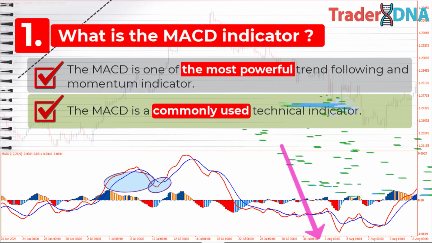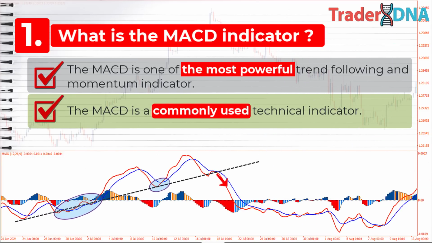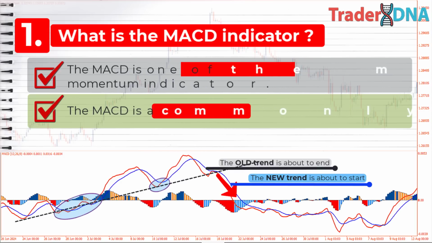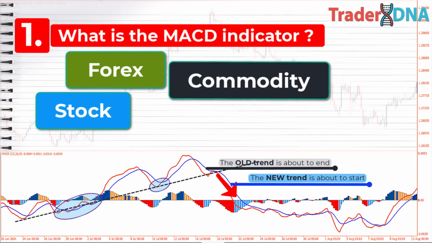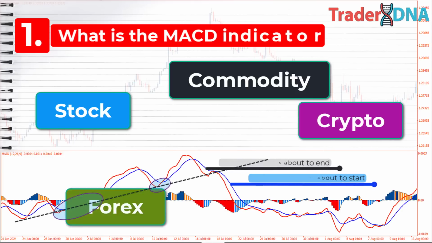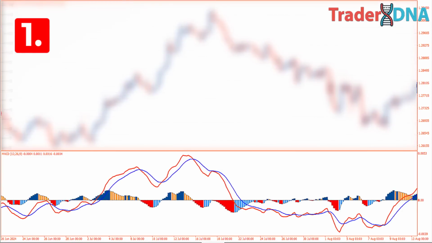Put them together, and you have the perfect combination for a trendline breakout trading strategy. The MACD can provide an earlier indication that an old trend is about to end and a new trend is about to start. The MACD manipulates its moving averages in a rather clever way. This indicator is especially useful in forex, stock, commodity, and crypto trading strategies. It can signal changes in trend much closer to when they actually occur. Please have a look at this chart example to see the power of the MACD indicator.